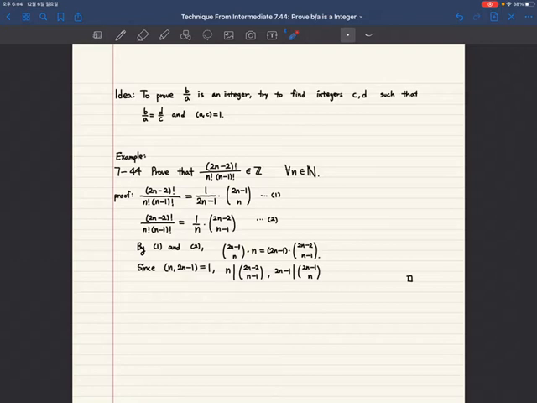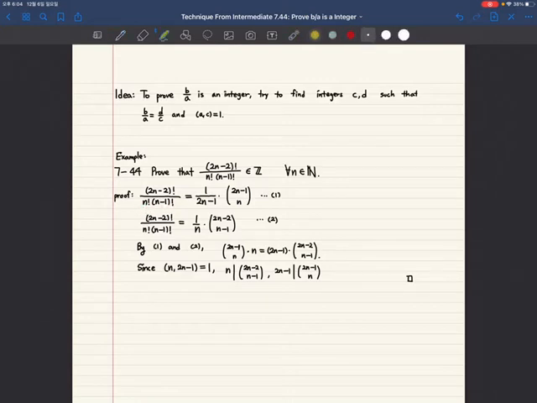As an example, we use problem 7.44, which says to prove that this fraction is an integer for all natural numbers, and the proof is like this. We use the fact that n choose r is an integer, so we use some combinatorics in this proof as well. So we can write this first.